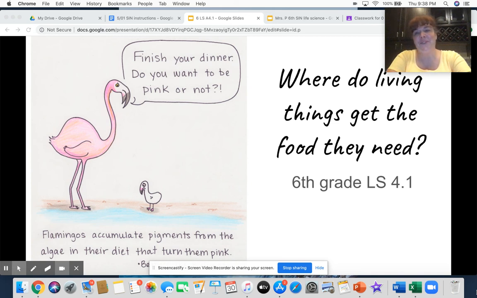Sixth grade. So today we are going to be going into lesson 4, and the concept is, where do living things get the food that they need? And so we're going to start into that concept.